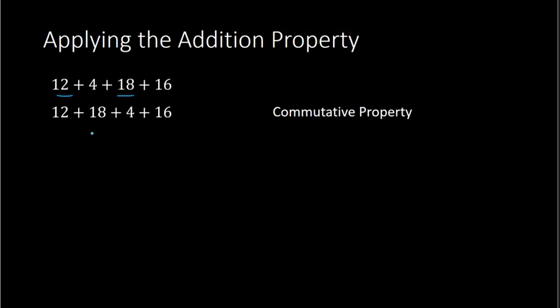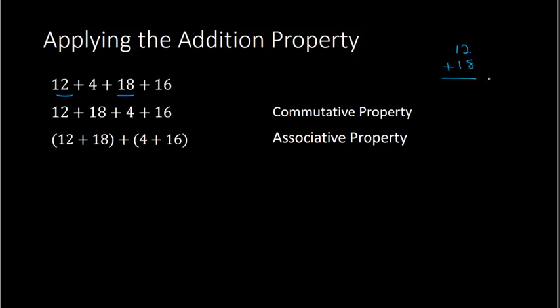And then what I can do is I can group together the 12 and 18, and then the 4 and the 16. This would be my associative property that says I can group the numbers together however I want. And now, the 12 and 18, I chose to put those together because when I add 12 plus 18, that's going to be a quick one to do because that's going to give me 30. So that gives me 30, and 4 plus 16 is 20. So we have 30 plus 20, which would give me 50. So my solution is going to be 50.